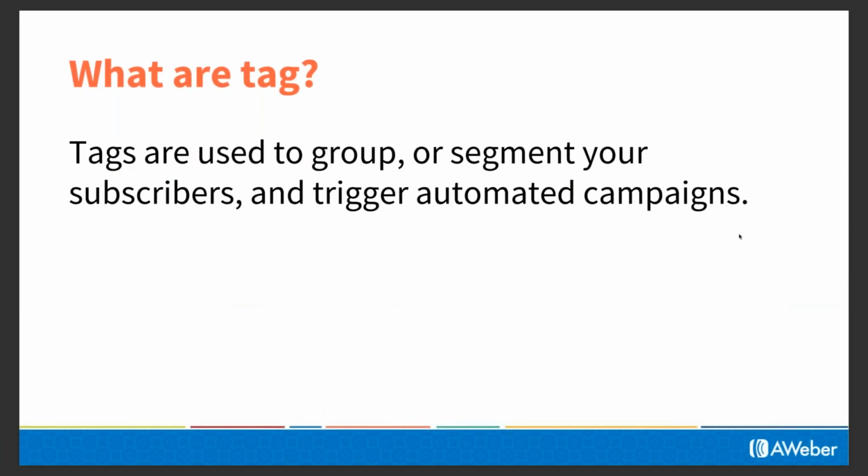So what are tags? That's a fantastic typo, what a way to kick things off. What are tags, plural? Tags are used to group or segment your subscribers. We are going to use tags to group and segment subscribers based on a variety of things, and I'll talk about some of the ways you might want to group your subscribers. But they're also used to trigger automated campaigns, and this is where some of the awesome advanced email automation comes into play. I'll show you some great examples of that as well.